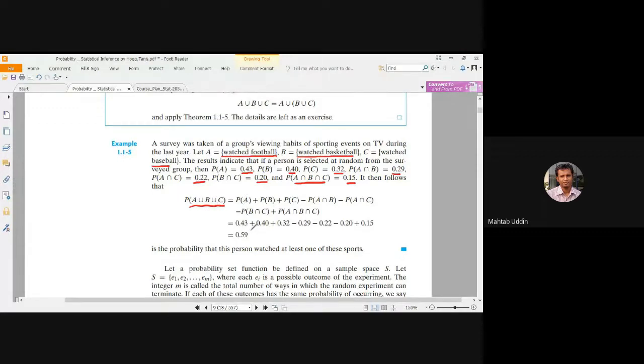Put them in. That is 59% of people watched at least one of the games. Clear?